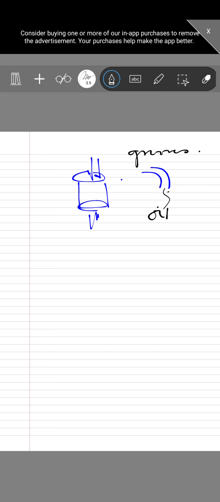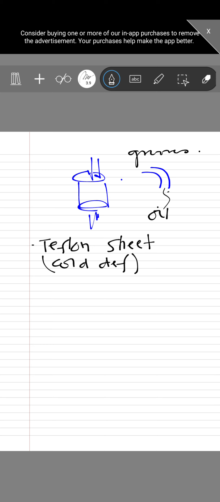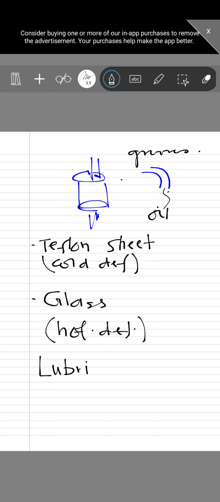Now, a Teflon sheet when we are using cold deformation, and glass for hot deformation, these are the effective lubricants in the case of compression tests.